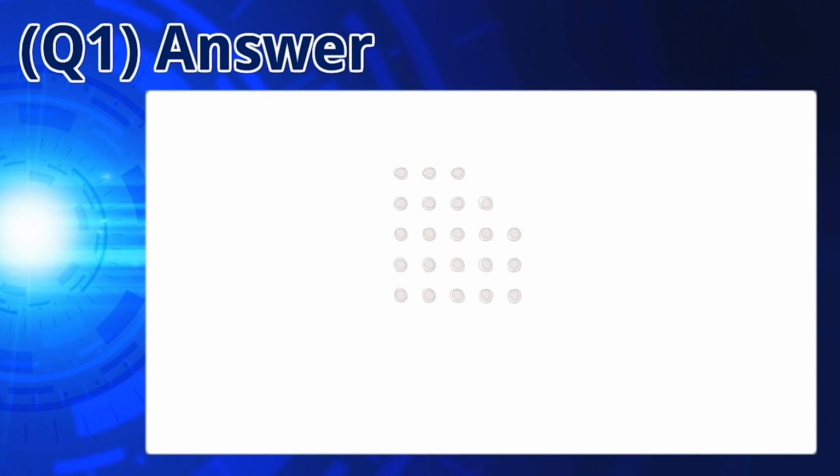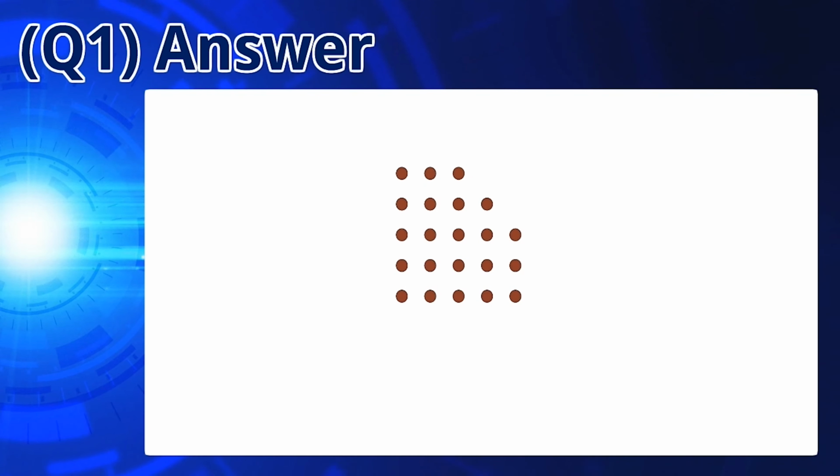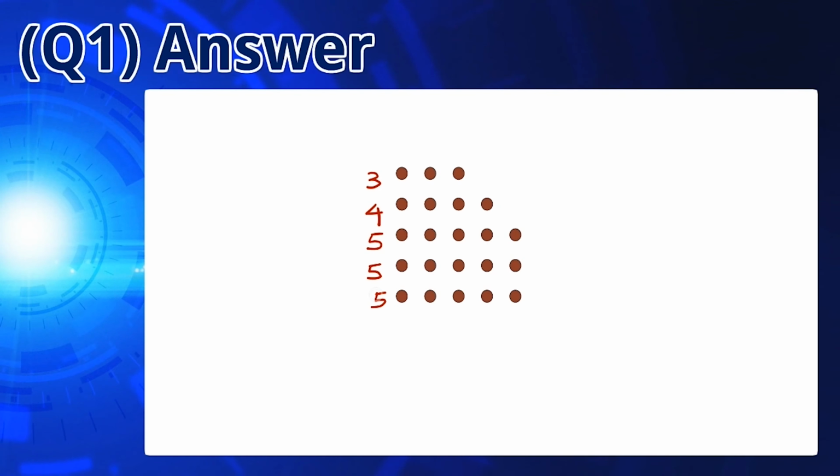In this question, you can count the dots row by row. In the first row, there are 3 dots. And then there are 4, then there are 5 dots, another 5, and finally there are 5 dots. Altogether, there are 22 dots. Hence, the answer is C.